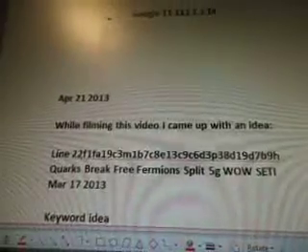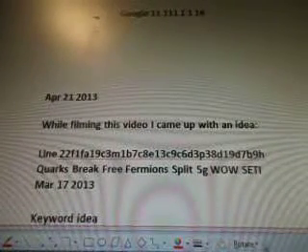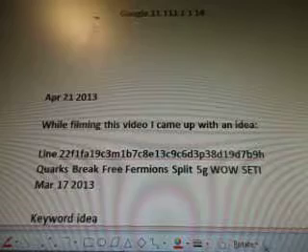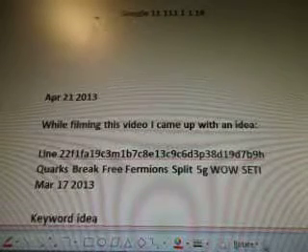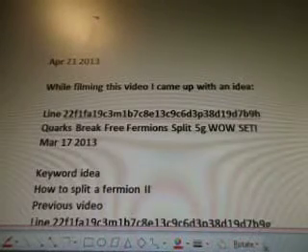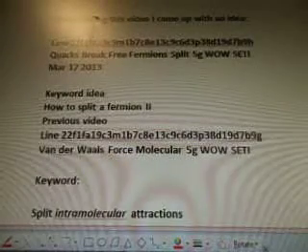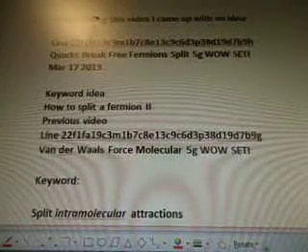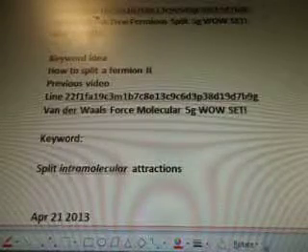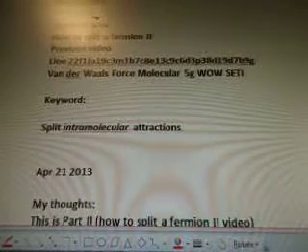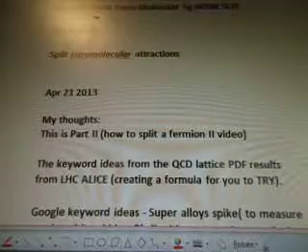Okay, April 21st, 2013. While filming this video, I came up with an idea. So this is the previous video's title, Quarks Break Free Fermion Split. And there's the line of data there. So then it was about how to split a fermion 2 for the previous of van der Waals force molecular. And the keyword was split intramolecular attractions.